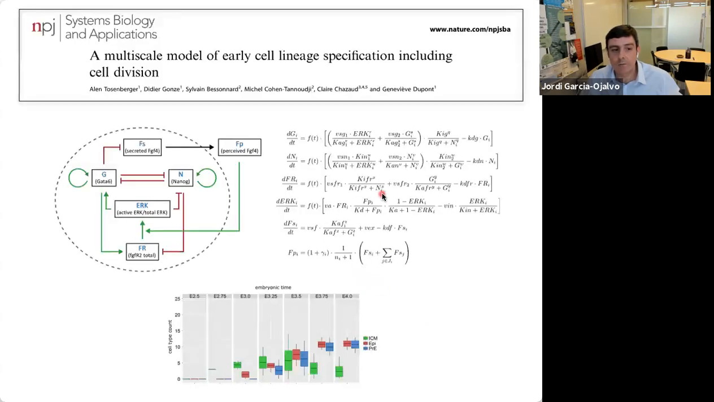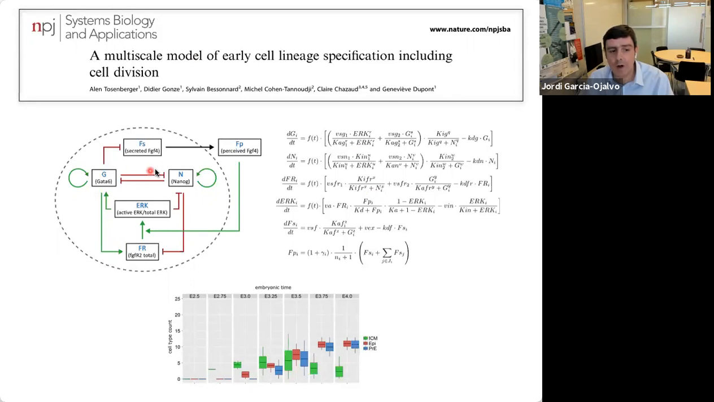For instance, this model was published a few years ago by the group of Genevieve Dupont, in which you have the whole circuit. You have a collection of differential equations here, and then you can take a look at the decisions that the cell makes in the presence of all these interactions. But of course, the problem is that with such a complicated circuit, it becomes very hard to determine what is sufficient and what is necessary.